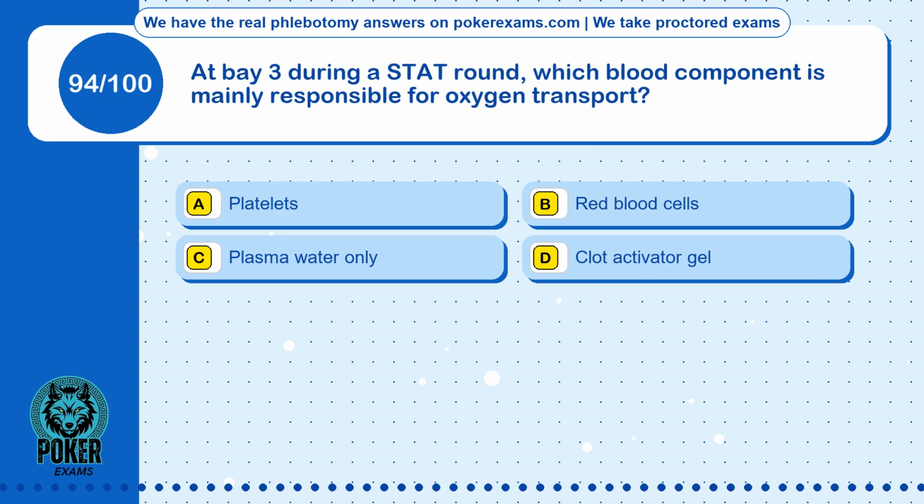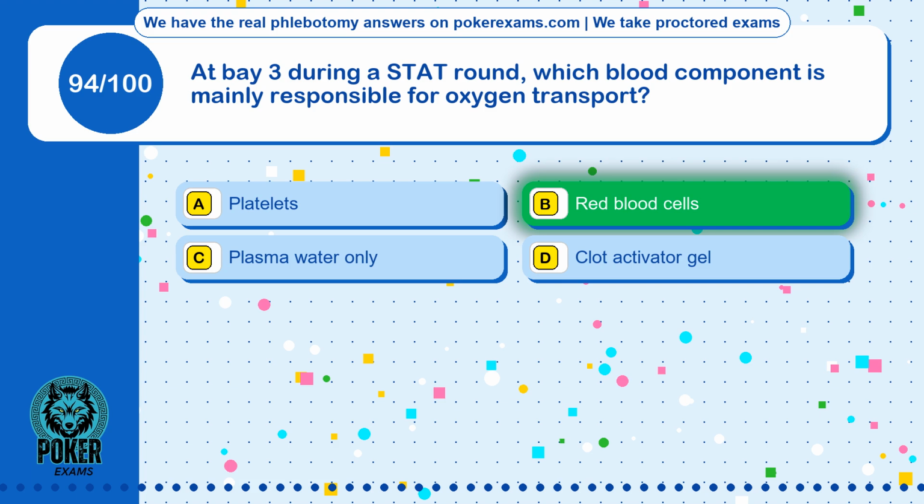Question 94. At Bay 3 during a stat round, which blood component is mainly responsible for oxygen transport? Option A, platelets. Option B, red blood cells. Option C, plasma water only. Option D, clot activator gel.